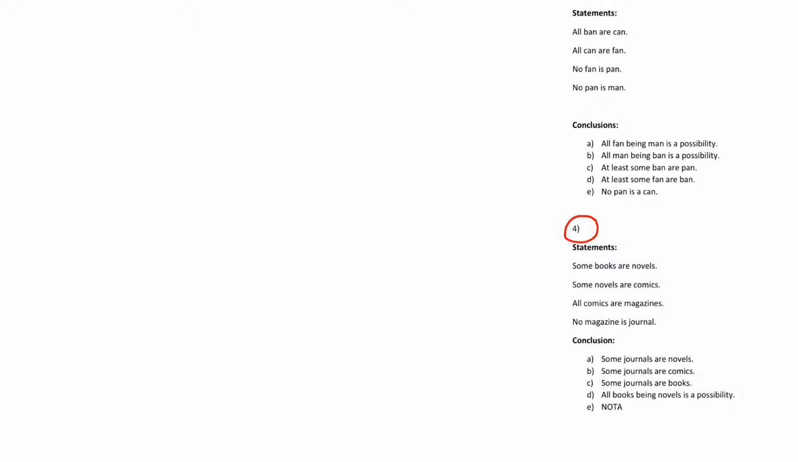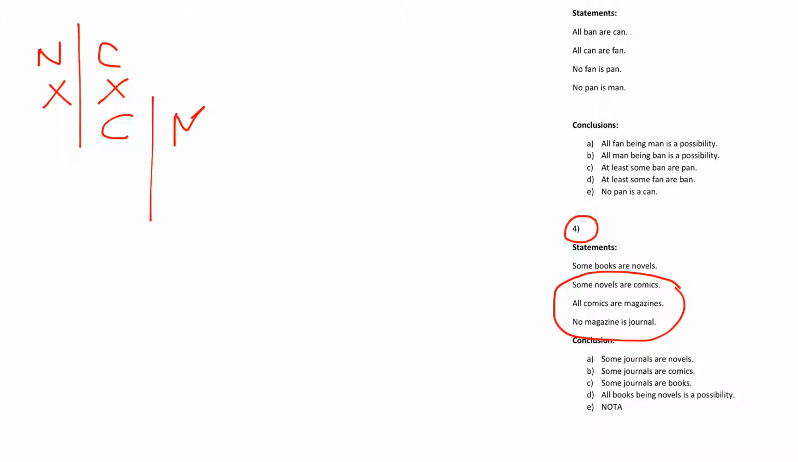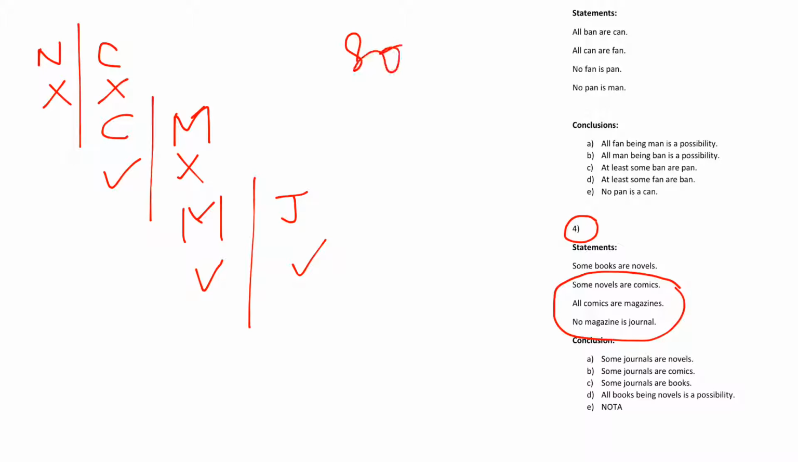We again start with the conclusion. Some journals are novels. So for journals, we'll take magazine, comics and novels. So you saw it, these three we can get our logic from. So some novels are comics, cross cross; all comics are magazines, tick cross; no magazine is journal. So we have some, we have no, so some plus no has to come for whatever we are doing.